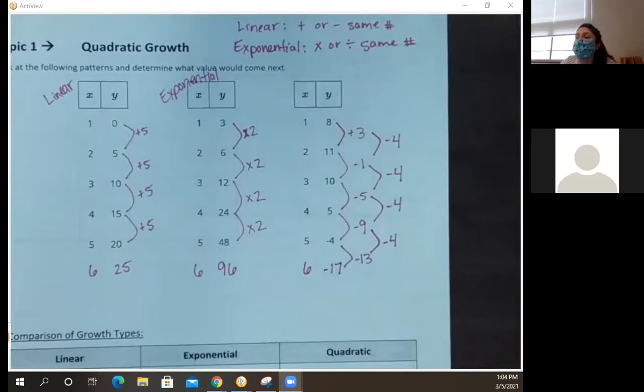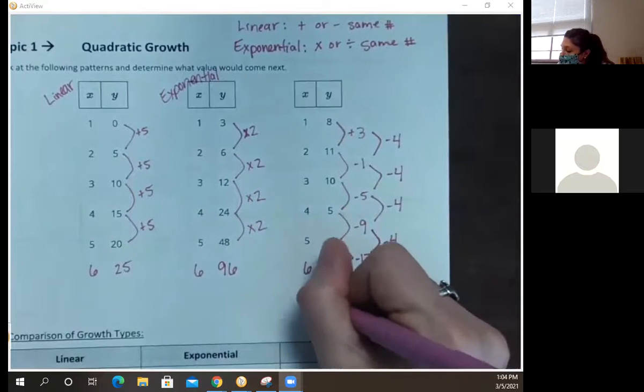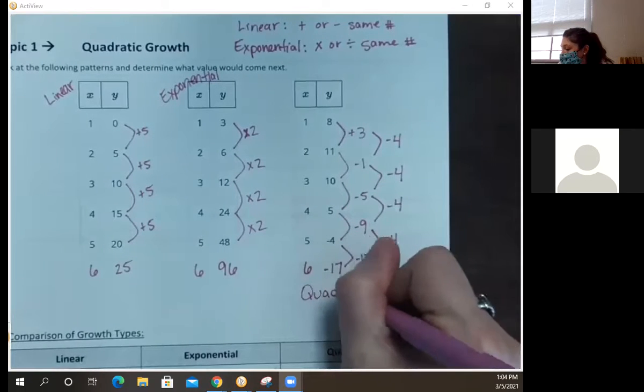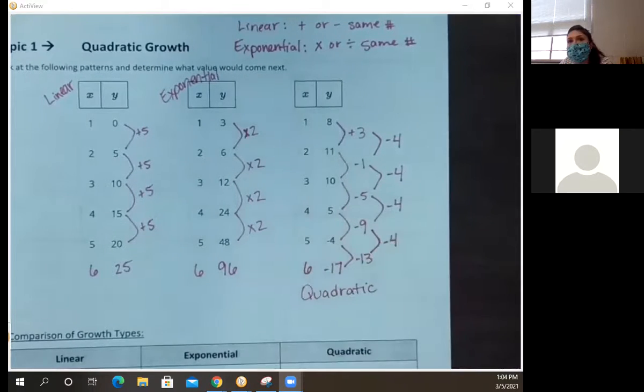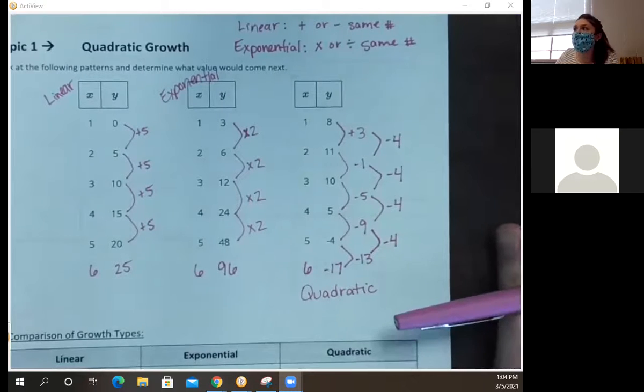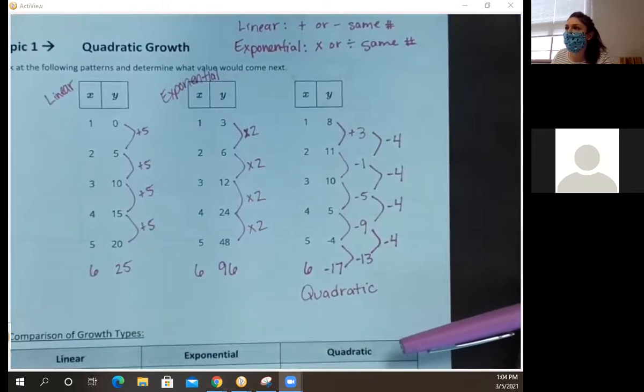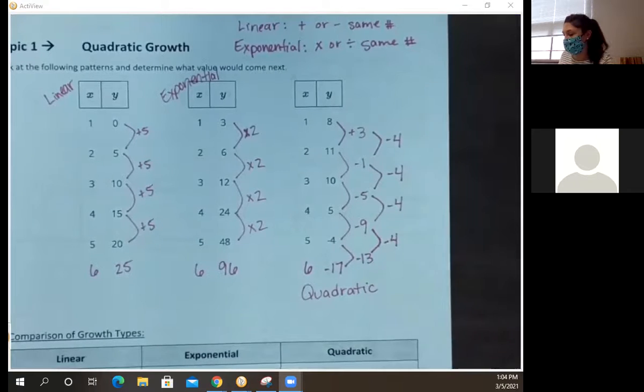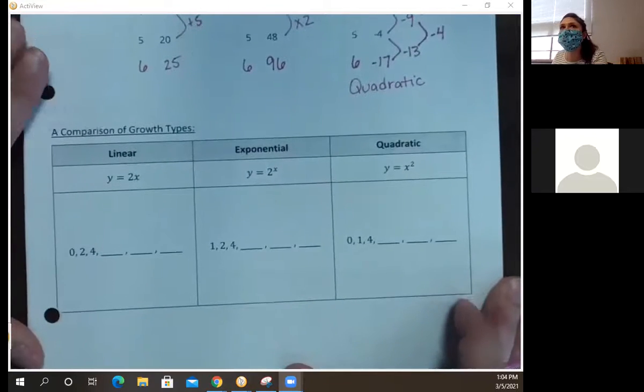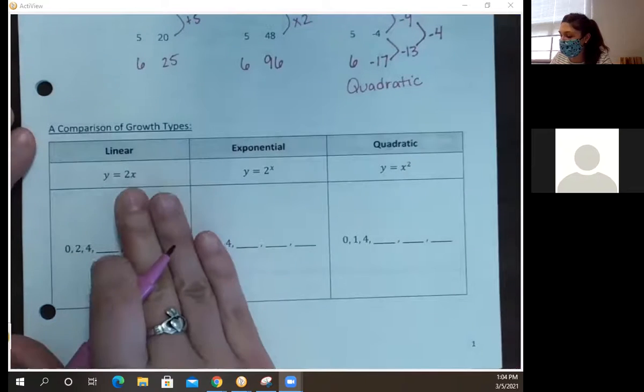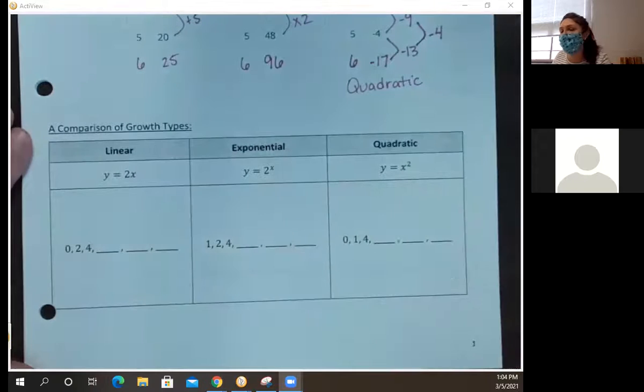This is a new pattern. This is different than what we've seen so far. This is a quadratic function. Questions for me so far? Okay, so let's look at a couple options of our functions that we've seen so far. So we have an example of a linear, an exponential, and a quadratic function.